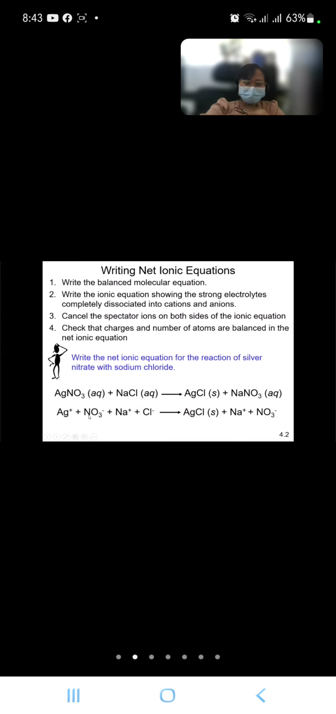So we have silver ion plus nitrate ion plus sodium ion plus chloride ion. These are the ions in the reactants. And for the products, we have sodium ion and nitrate ions. Okay, cancel our spectator ions. Then we have sodium and nitrate ions as our spectator ions. Then you write what is left. So what is left is silver ion plus chloride ion forming silver chloride. Okay, so this is now our net ionic equation.